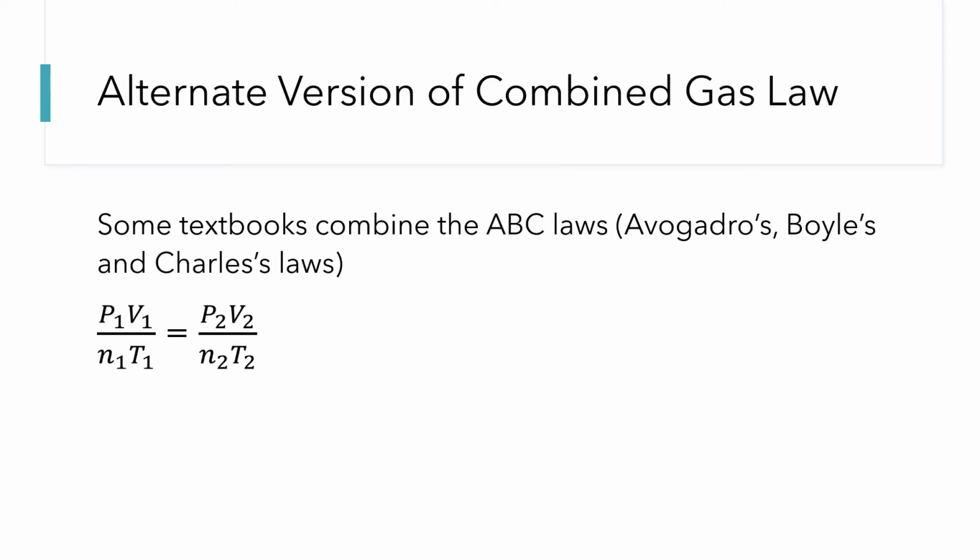Some textbooks include Avogadro's law in their version of the combined gas law, and so their combined gas law looks something like this: P1V1 over N1T1 is equal to P2V2 over N2T2. One of Tyler DeWitt's YouTube videos also takes this approach on the combined gas law. So you can use either form that you want if the number of moles is changing. So if you have some sort of a situation where you're adding or removing gas, you do need to take the number of moles of gas into account.